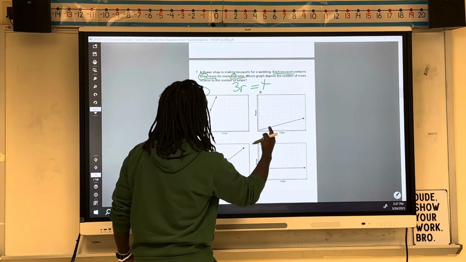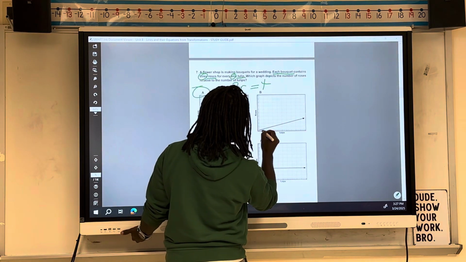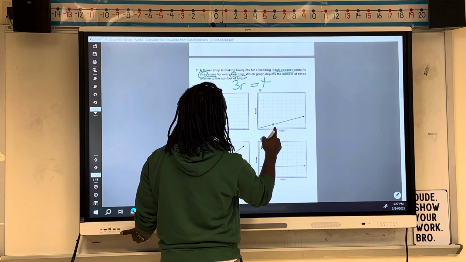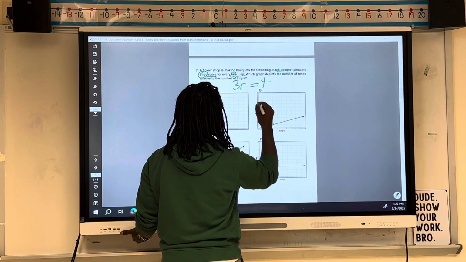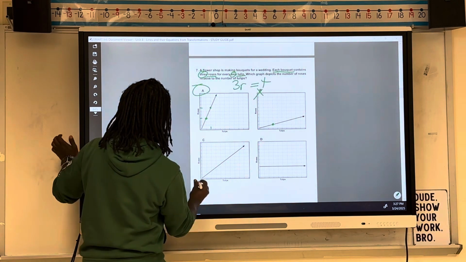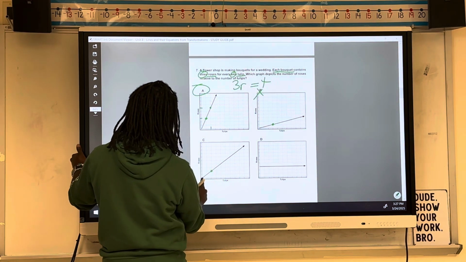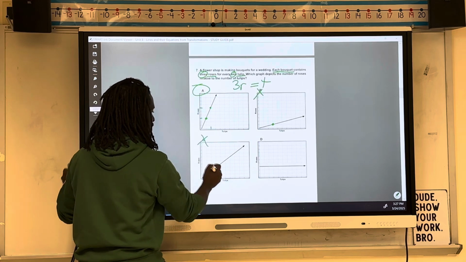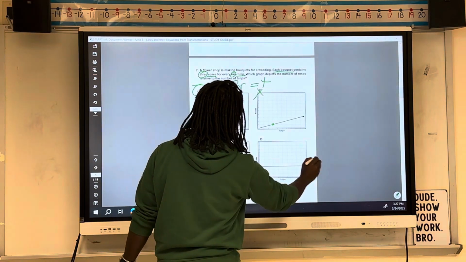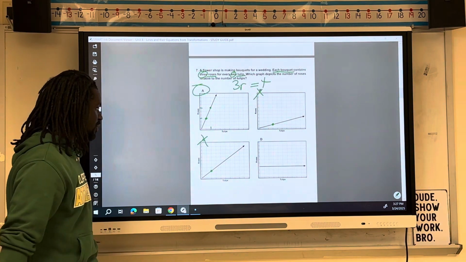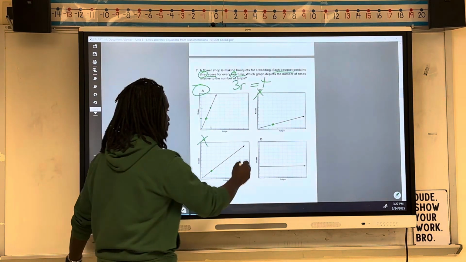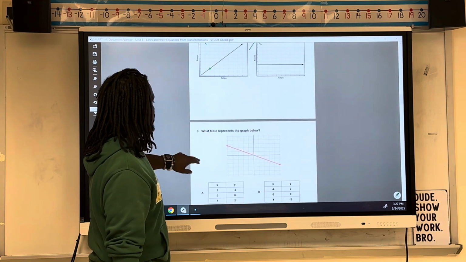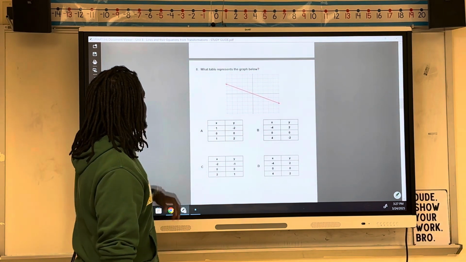When I have letter B, this is a point on my graph right here, but this says 3 tulips for every 1 rose. That's not right. This one says 2 tulips for 2 roses. That's not correct. And this one just says that it always has 3 roses regardless of the number of tulips. And that is not correct. All right.